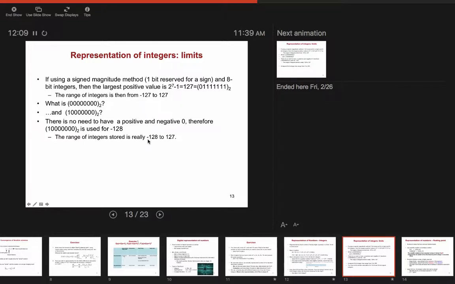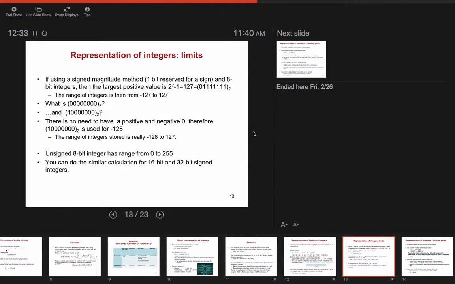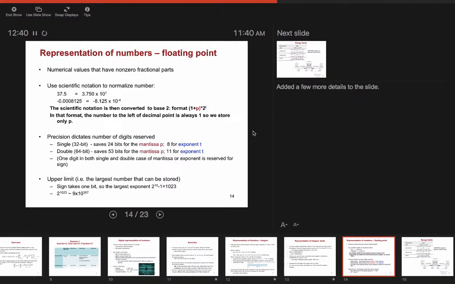However, if I go either lower than that, minus 130, or higher than that, 130, I cannot store it in a 1-byte signed integer. Okay? With an unsigned 8-bit, I don't have to reserve that 1 digit for sign, so I can go from 0 to 255. So you can do similar calculations for 16-bit and 32-bit signed integers, like what is their range. I'm just going to give you that range in the end, an upper limit.